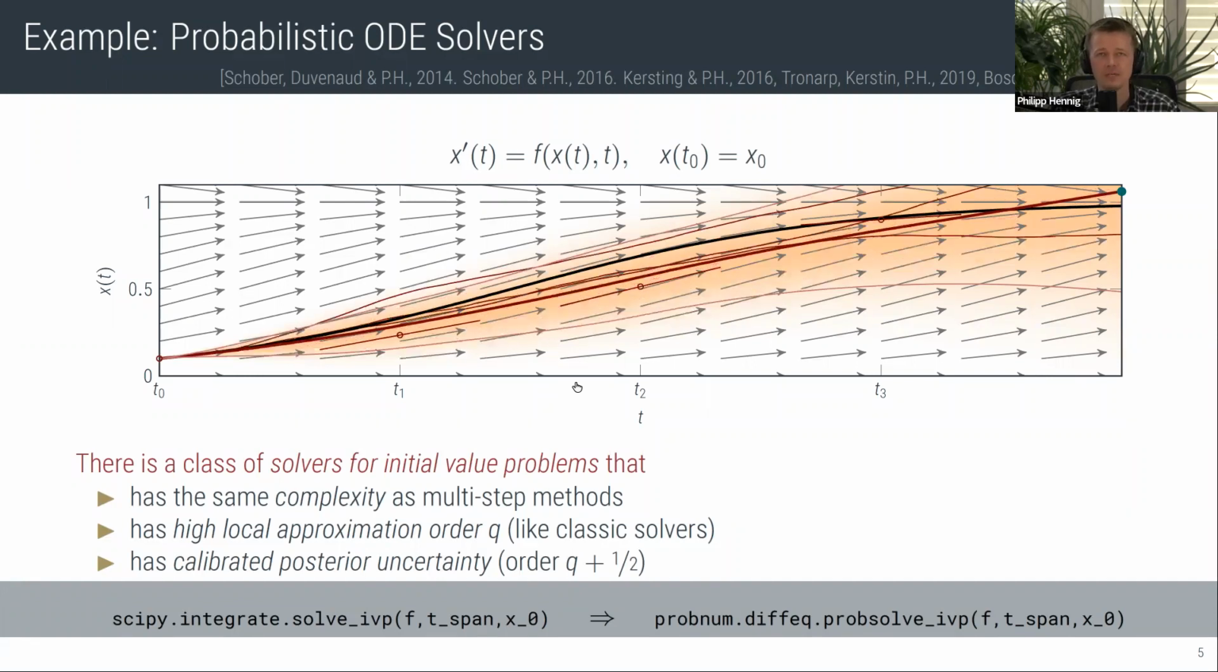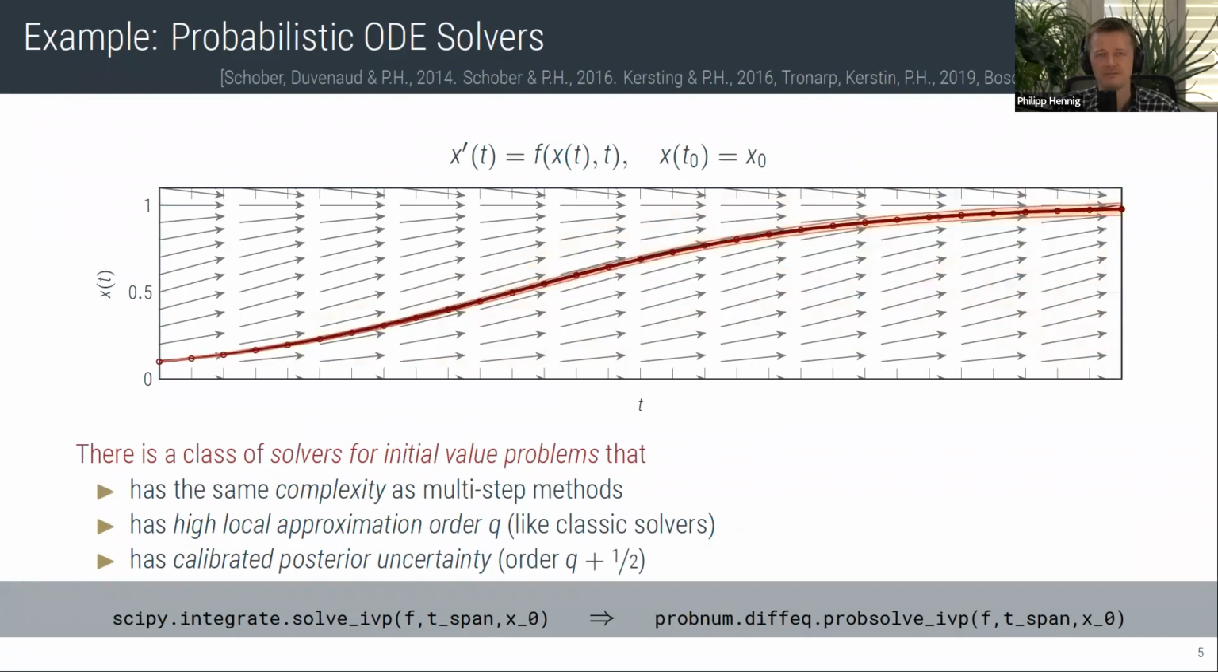And if you increase the computational resources afforded to this algorithm, then it contracts towards the black line at a high polynomial rate. So for classic ODE solvers, high means, well, okay, for the ones that most people use, it means 5. But there are, of course, higher order solvers of order like 8, 9, 10, maybe even 11, right? So the red line contracts to the black line at a high rate.